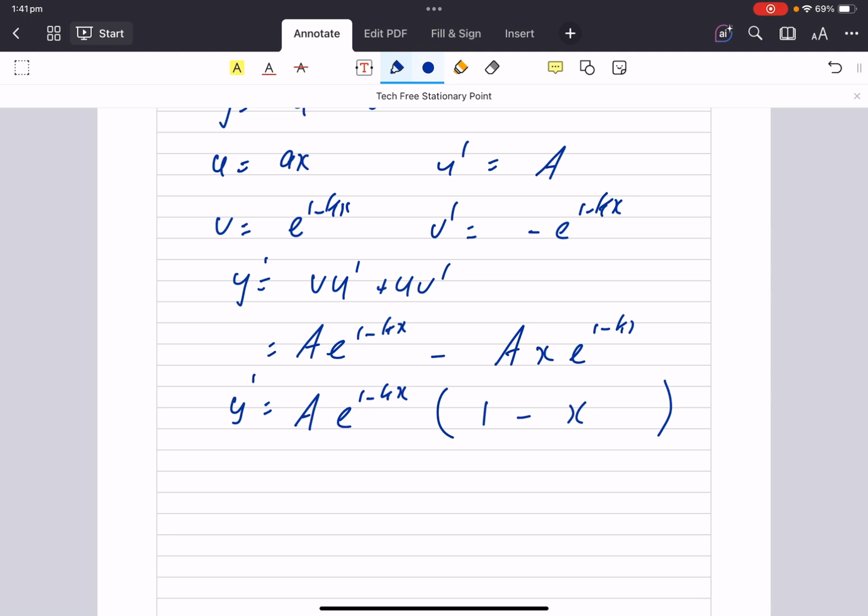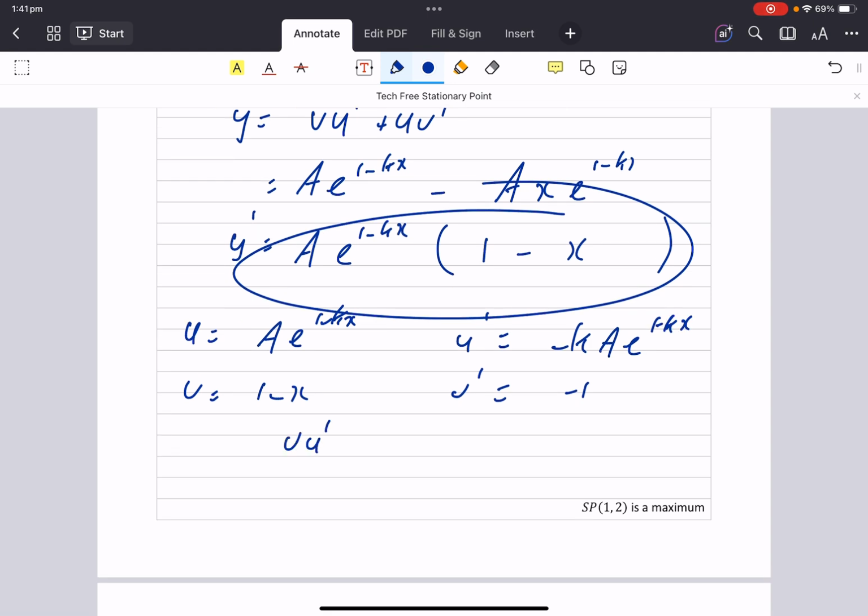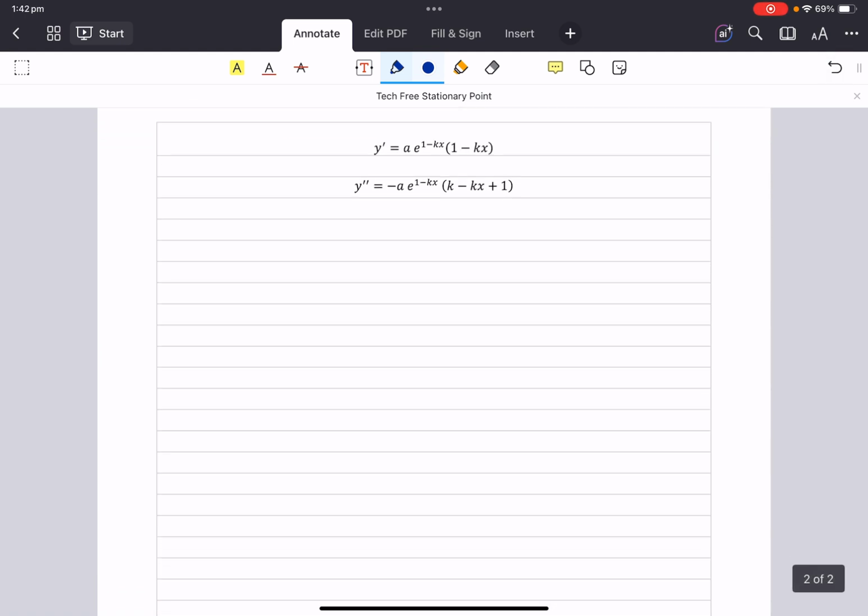x. Cool. Okay, second derivative, that will be u and that will be v, u dash v dash minus k a e to the 1 minus kx, and v u dash plus u v dash will be second derivative. I think you guys will be able to do that. And there we have it.